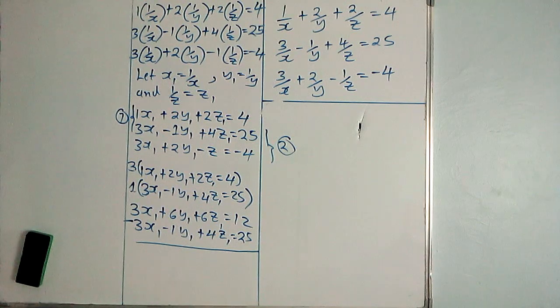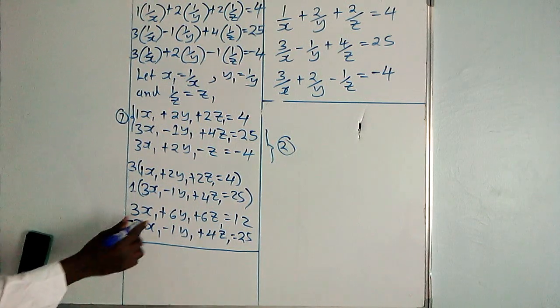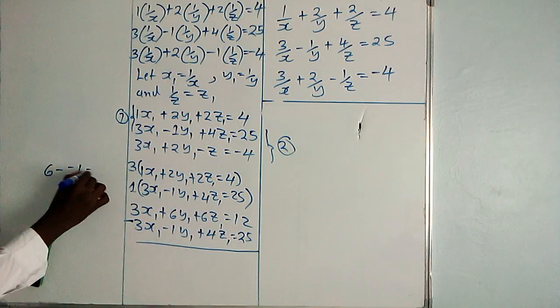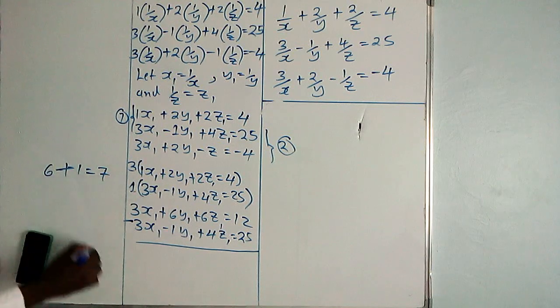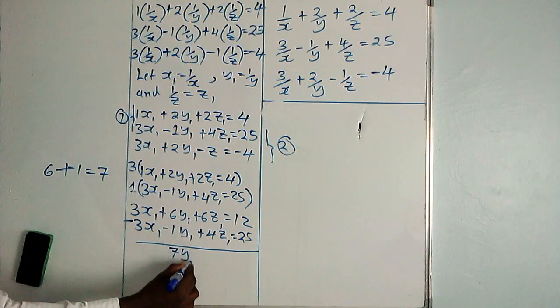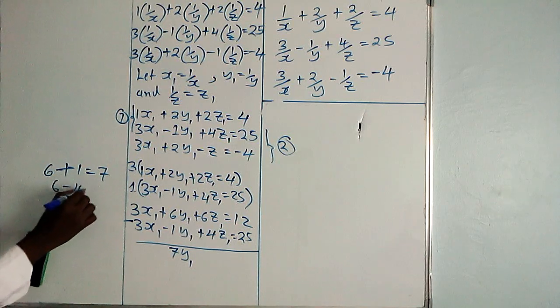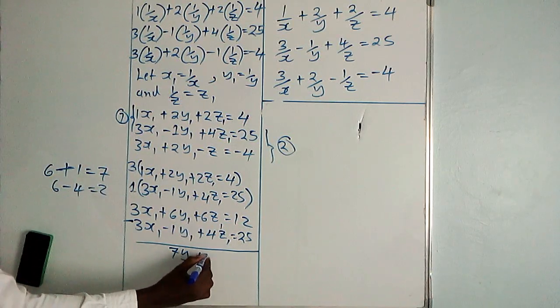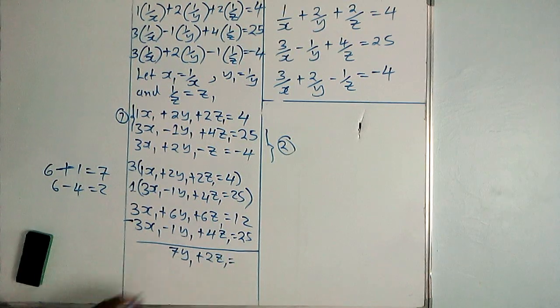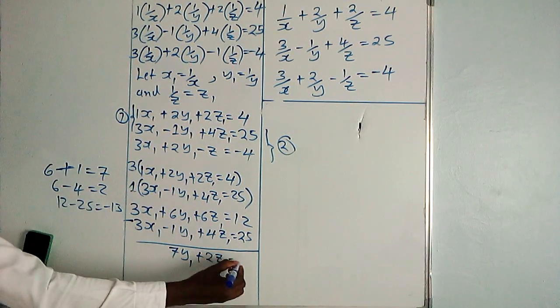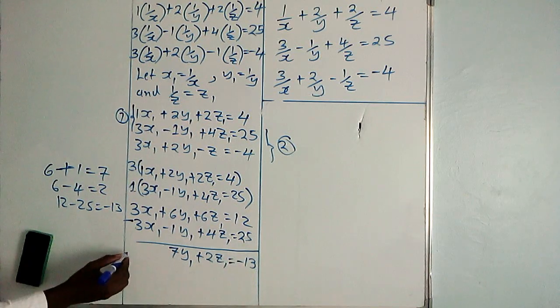Are we together? So if you subtract the two equations, 3x1 minus 3x1 is 0. So 6y1 minus negative 1y1, that means it is 6 plus 1, isn't it? So you have 7y1. Then you go to the next, plus 6z1 minus plus 4z1, that is 6 minus 4, which is plus 2z1, isn't it? Then 12 minus 25, negative 13. So you make that one now becomes equation 3.